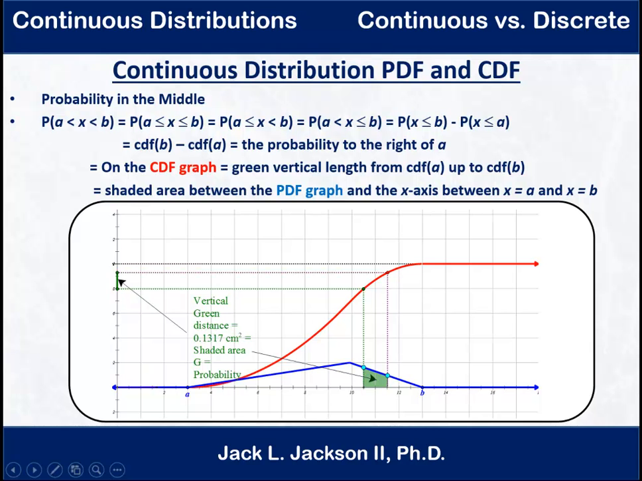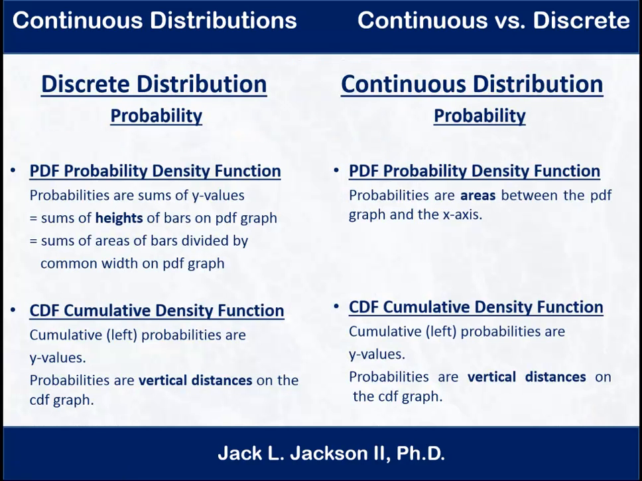So on the CDF, we see a vertical length as a probability, and on the PDF, we see an area as a probability. So in general, in a discrete probability distribution, the PDF, the probability density function, probabilities are sums of y values. That is, the sums of heights of bars on the PDF graph. Or we could think of it in areas as the sum of the areas of the bars as long as we divide by the common width on the PDF graph.